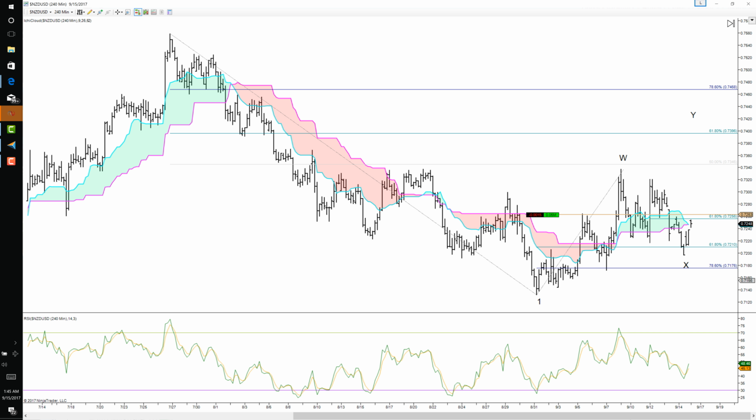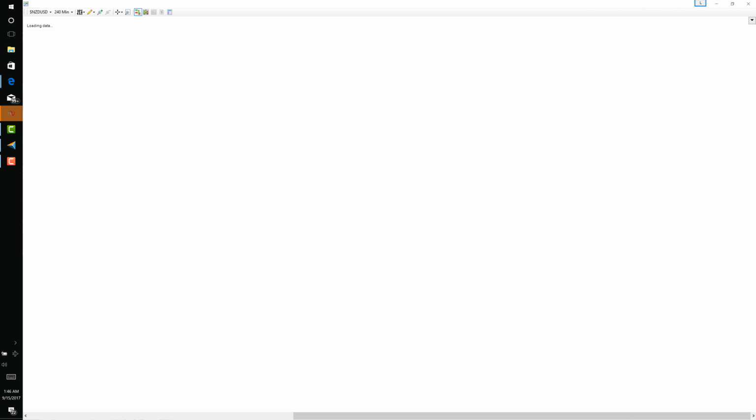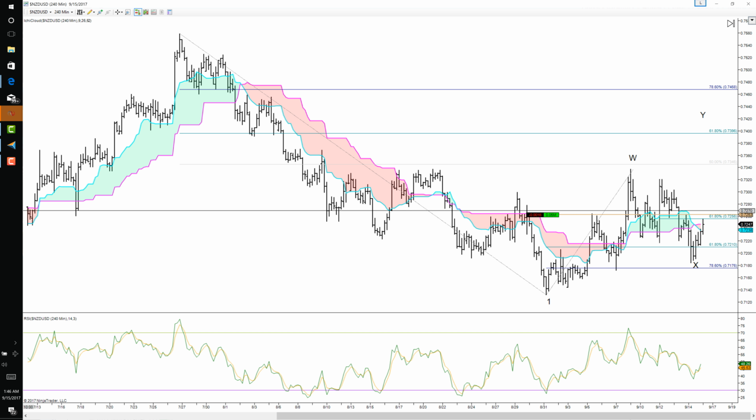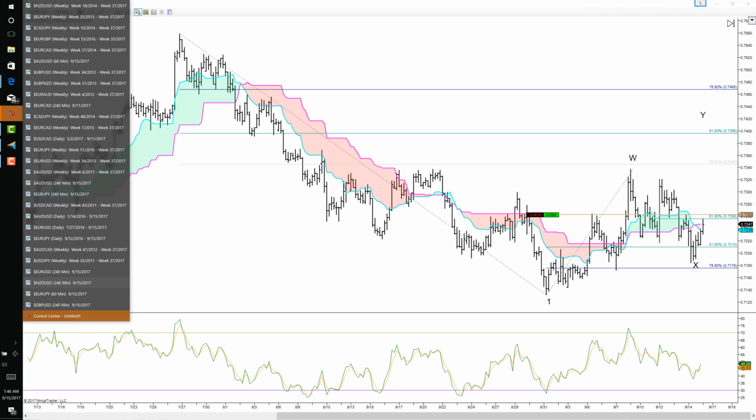But I did want to show this one. I'm still down on the New Zealand dollar. Where I have this is a W, and this is an A, B, and then possibly an ending diagonal C for X. And if this count is correct, well then I'll see my Y go to above 73. But right now I am down, so we will see how that plays out.